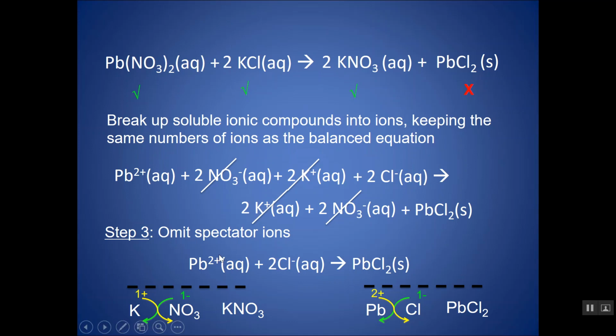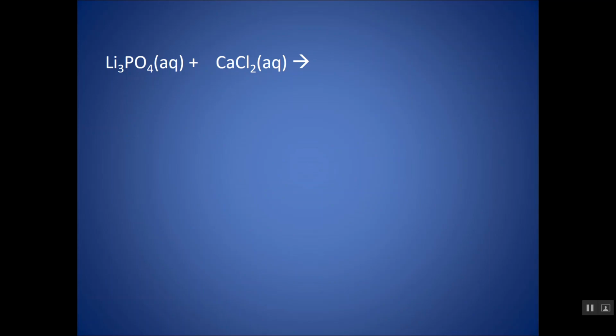Also make sure that at this point you can't simplify your coefficients anymore. A 1, a 2, and a 1 can't cancel out. After you eliminate spectator ions, a lot of times you can simplify. Let's look at one more example to try, and I'm going to go through this very quickly. You might want to pause and try this example first.